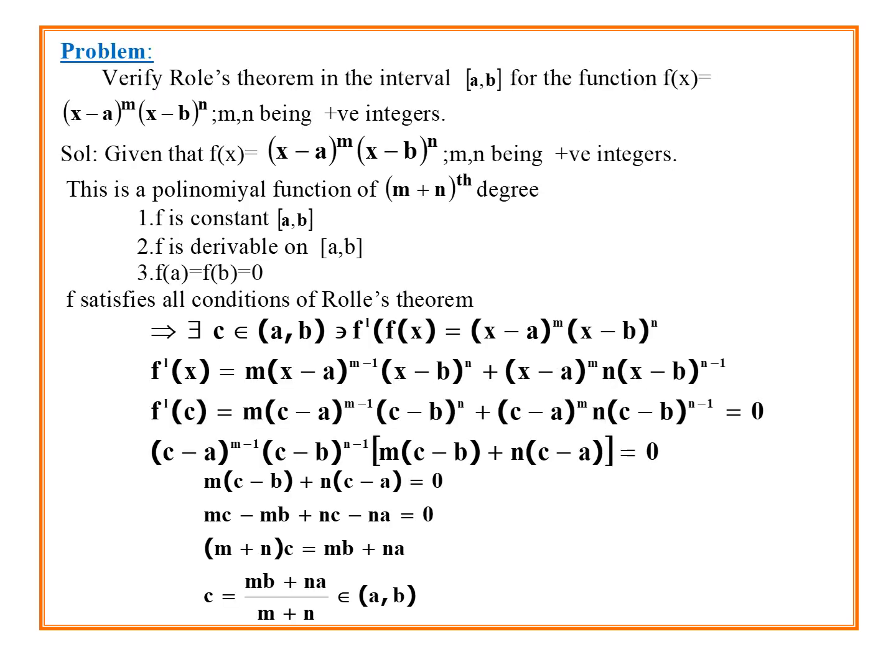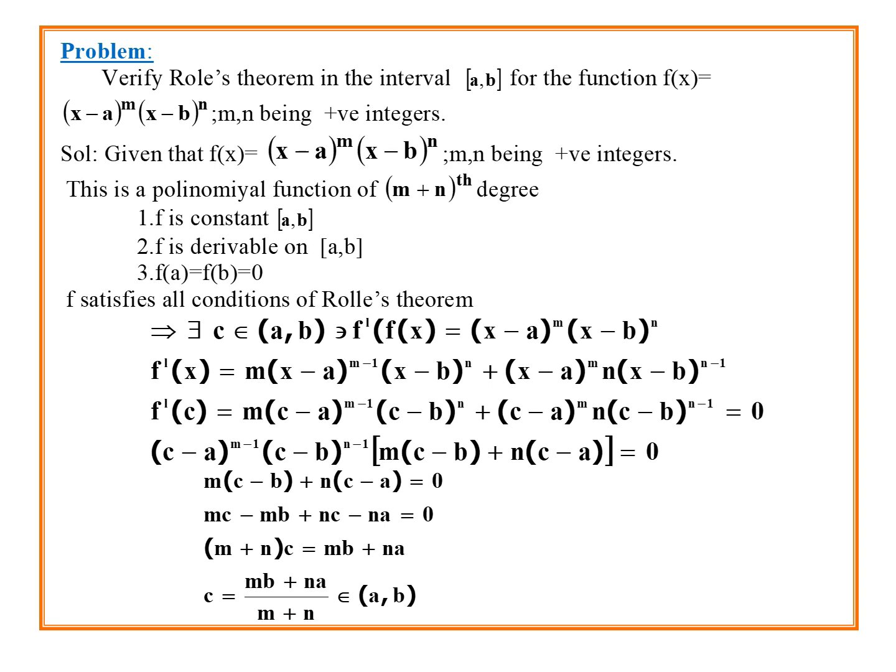Now we discuss problems on Rolle's theorem, the most important problems on Rolle's theorem. Verify Rolle's theorem in the closed interval [a, b] for the function f of x is equal to (x minus a) to the power of m, (x minus b) to the power of n, where m, n are positive integers. Then solution.